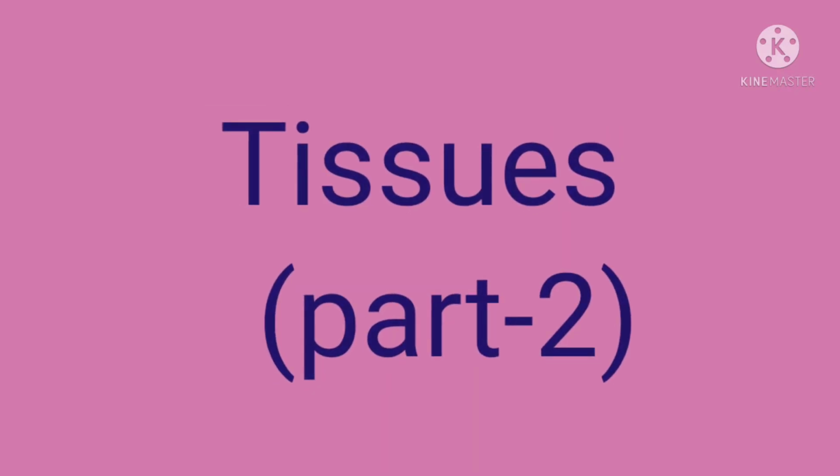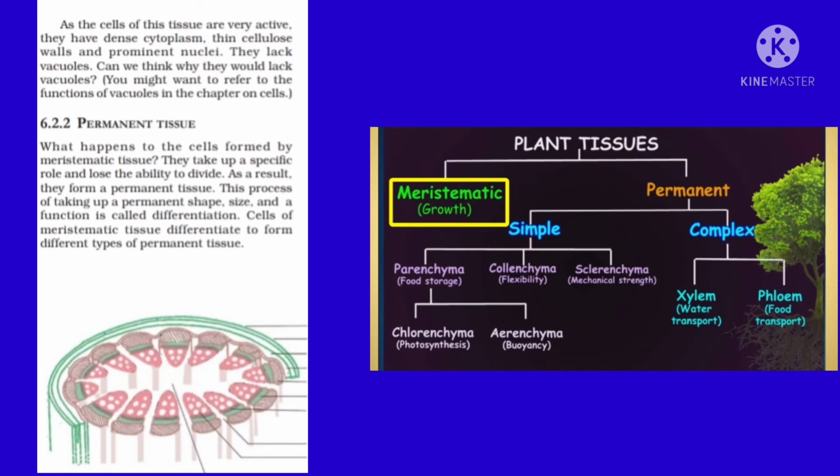Let's go on to the chapter Tissues on pages 70 and 71. We have been discussing different kinds of tissues, that is, plant tissue. Basically, plant tissues are divided into two groups: meristematic tissues and permanent tissues.